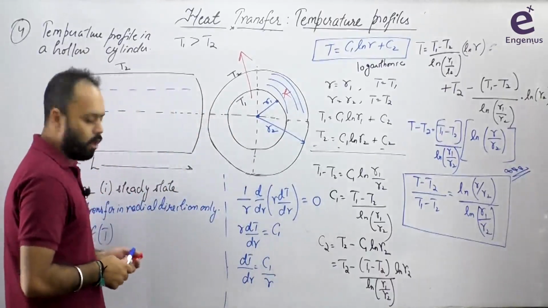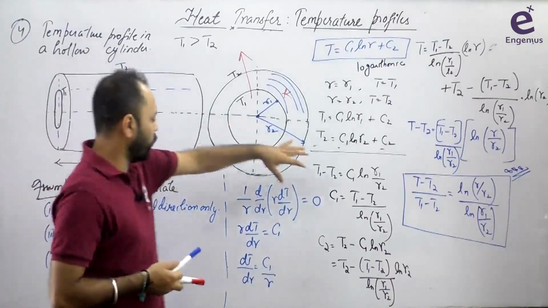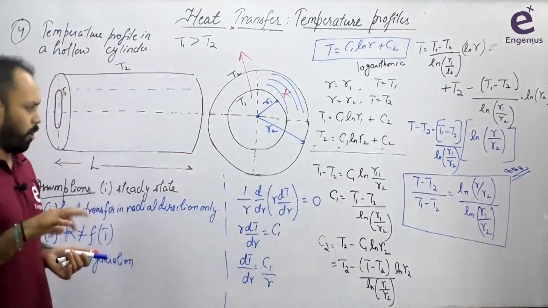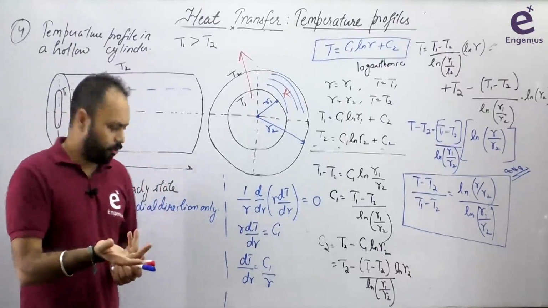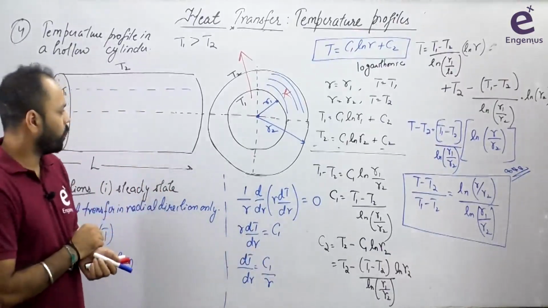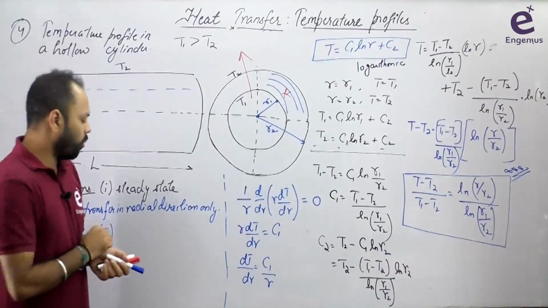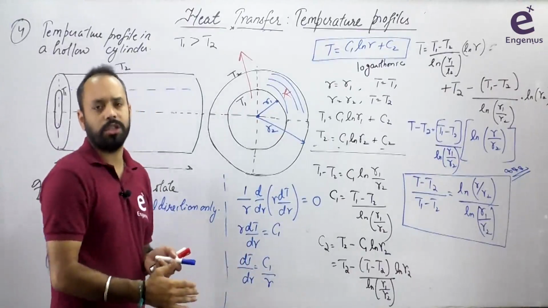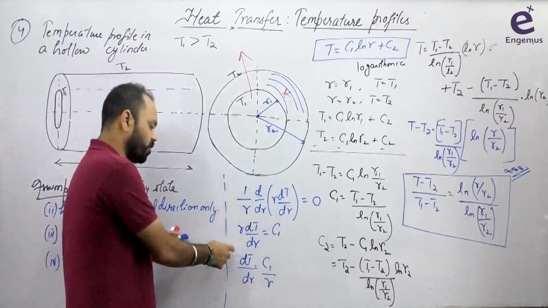So C1 by R, what do you think? This dt by dr is negative or positive? What about C1? If T1 is more than T2, the numerator is positive, but what about log of R1 by R2? R1 is less, R2 is more, so R1 by R2 is less than 1. Log of something less than 1 is negative, right? It means dt by dr is negative. Fine. So what is the meaning of this? First of all, as the value of R increases, the gradient, the change, dt by dr is going to decrease. That is one observation that you must know.